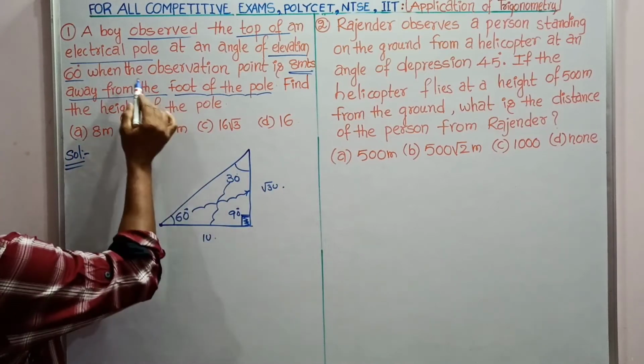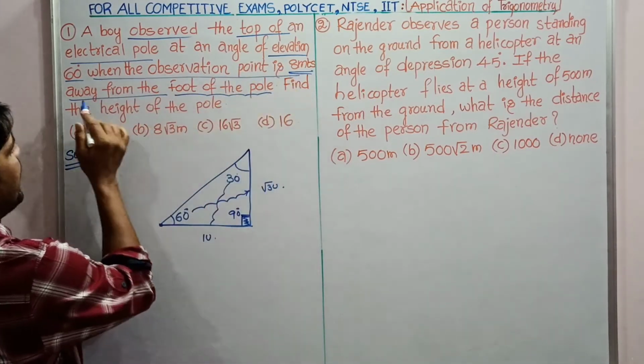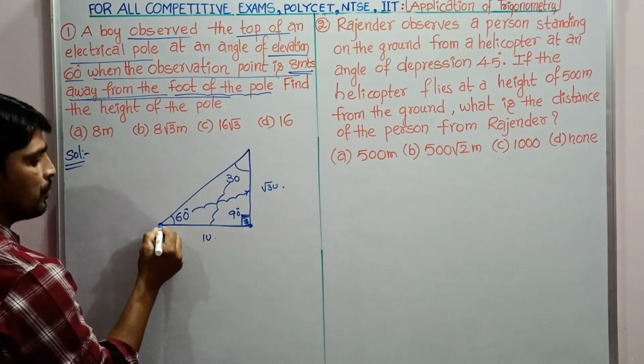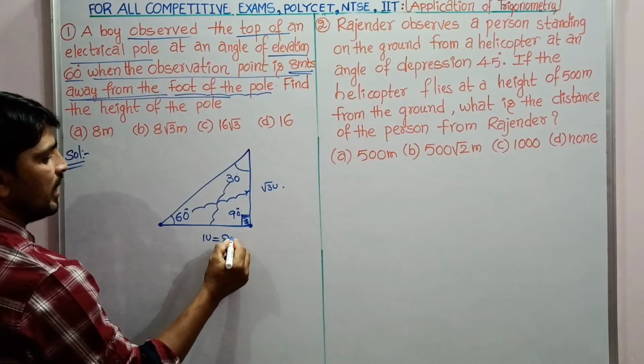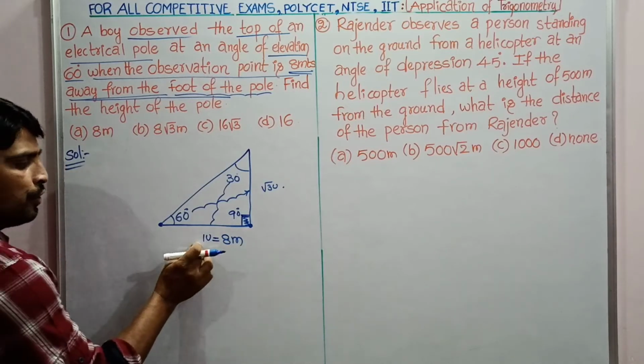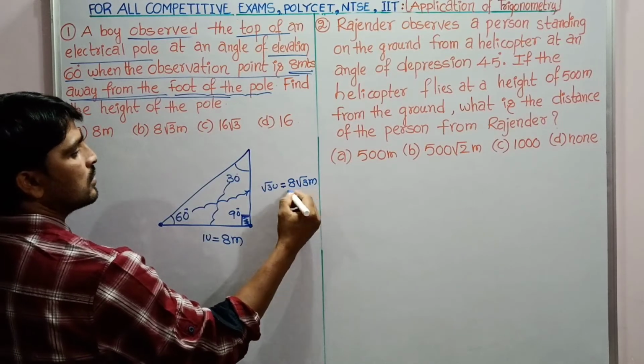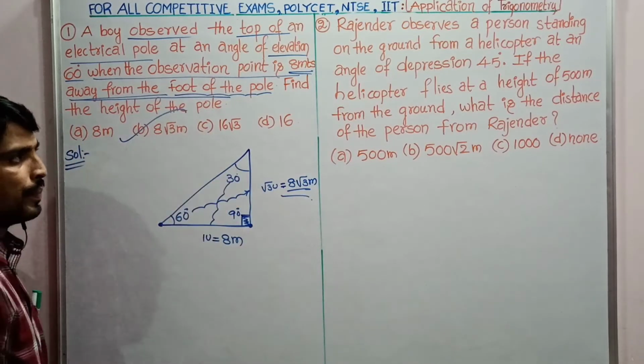But it is given that the observation point is 8 meters away from the foot of the pole. This is the foot of the pole, this is the observation point. So 1 unit is 8 meters. Given 1 unit value is 8 meters, then root 3 units value is 8 root 3 meters. Simply, the answer is D.